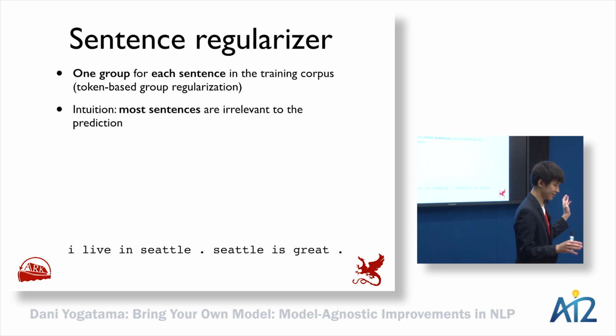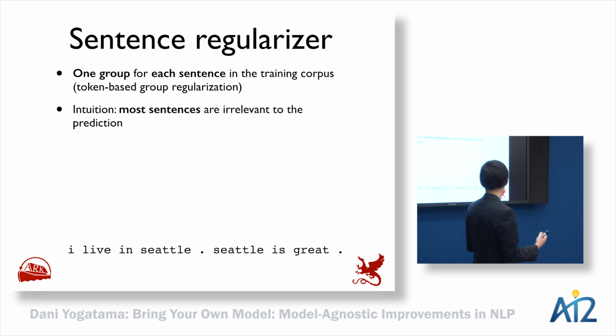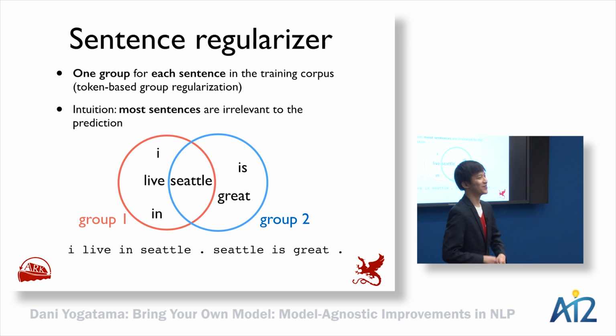So I have a clear example. Hopefully, this will make it clearer. Let's say that I have 2 sentences in my training corpus. I live in Seattle. Seattle is great. I think it's great, right? Compared to Pittsburgh. But let's say that we're using unigram representations, for example. So each word is a feature, right? In this case, we have 6 unique words, so we have 6 features. And then we have 2 sentences, so we will have two groups. The first sentence is the red group over here, and the second sentence is the blue group.